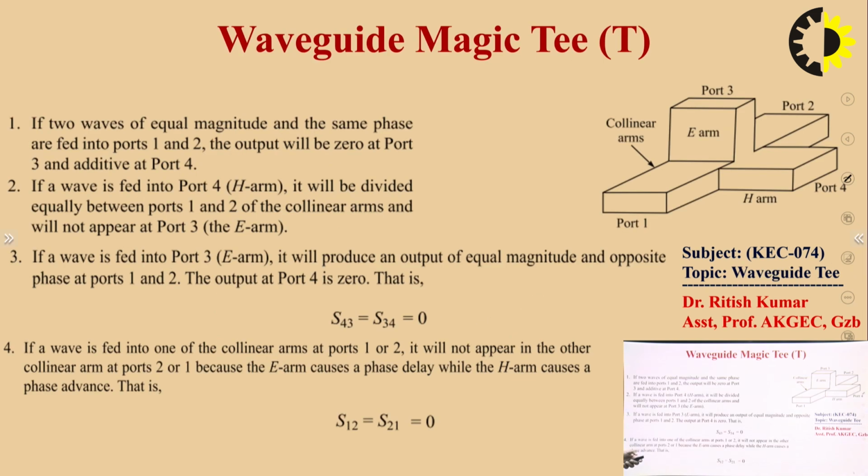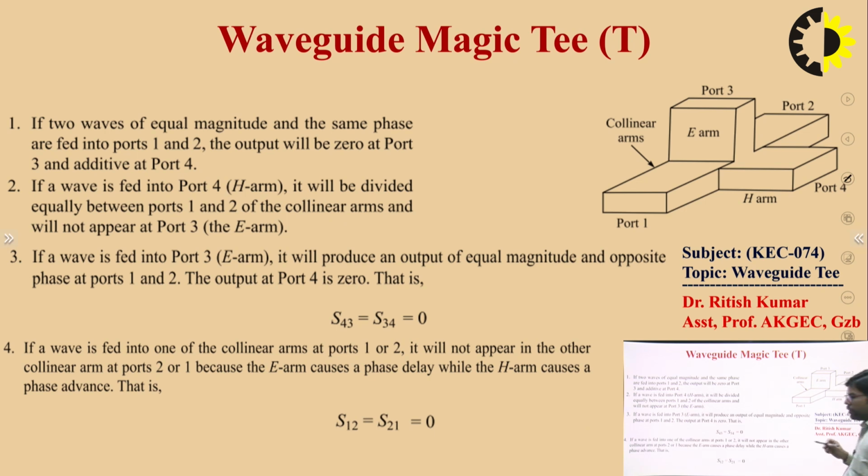Now comes the magic T. We will discuss what the magic T is. Magic T is nothing but the combination of E plane T and H plane T. So we can also say this is a hybrid T, because it is a combination of E plane T and H plane T. This part we had already discussed in the previous slide. You can see this is an E arm because it lies in the E plane T, and this is an H arm because it lies parallel to the H plane. That's why we call this the E arm and this one the H arm.